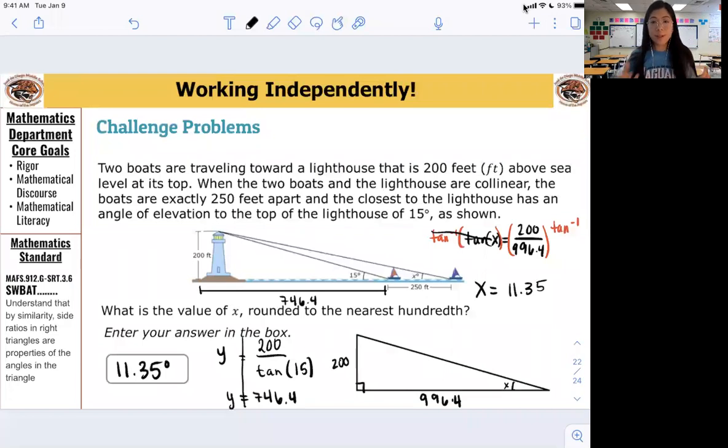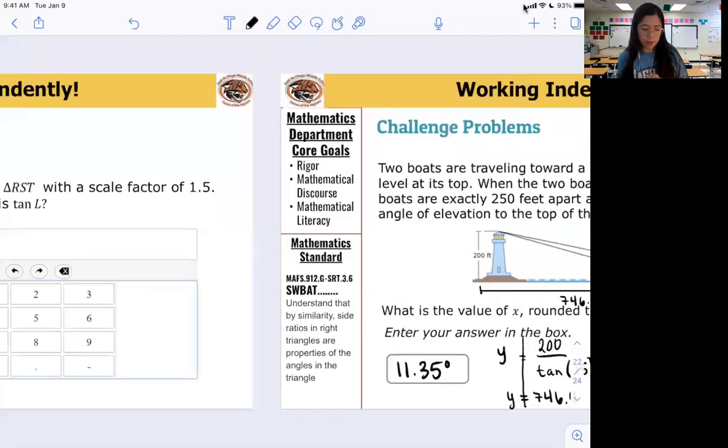So yeah, this one was a little bit challenging because in order to get x, you definitely had to figure out that length first. Any remaining questions on this one? Cool, I'll do 21 as well.